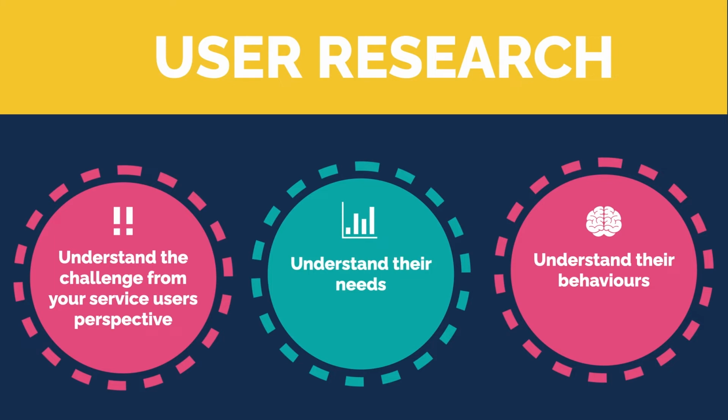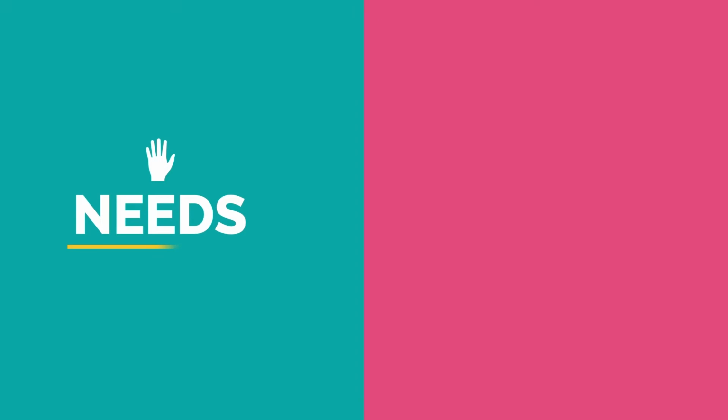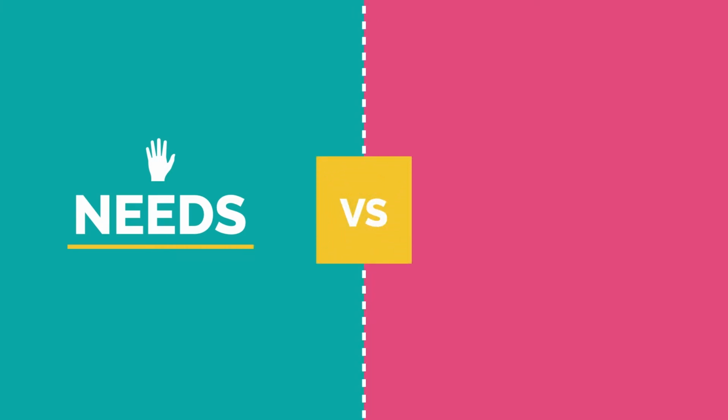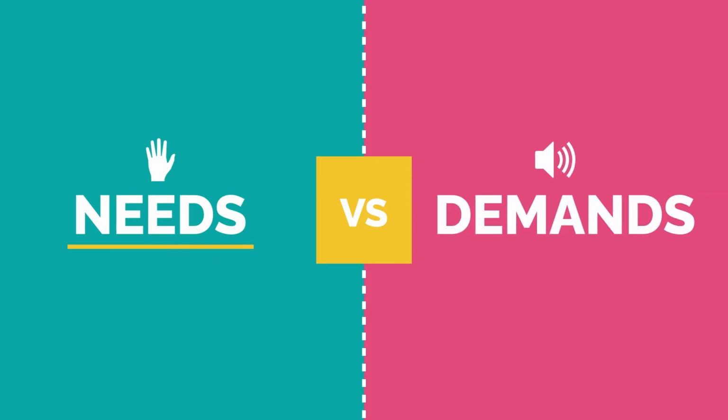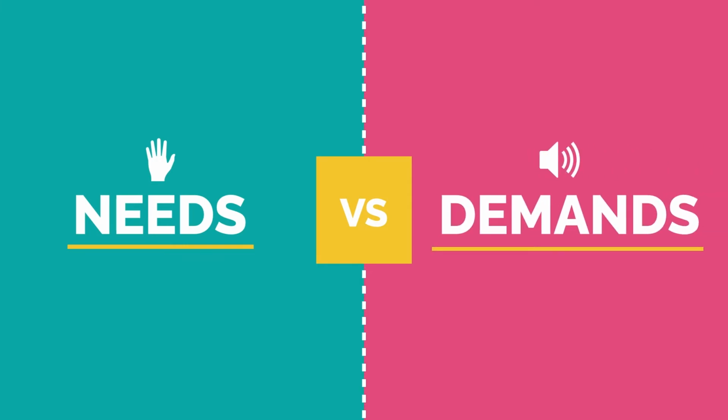A good piece of user research involves listening openly and putting aside any assumptions, and also observing. It's very important to focus on needs and not demands, and being able to tell the difference between the two. We're not looking here for young people to come up with solutions. We're looking for them to tell us what it's like for them experiencing our service or what challenges they face in their daily lives.